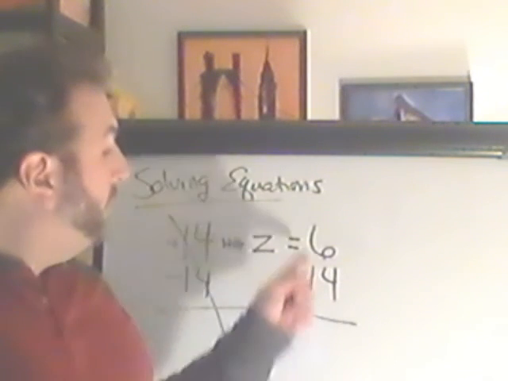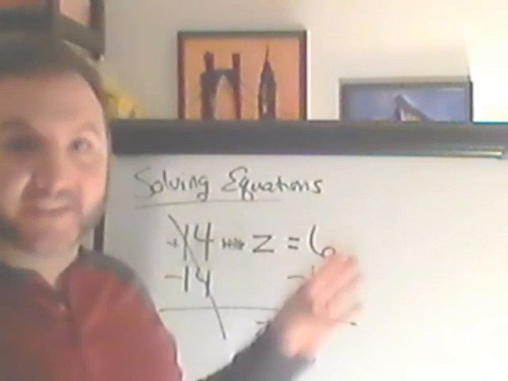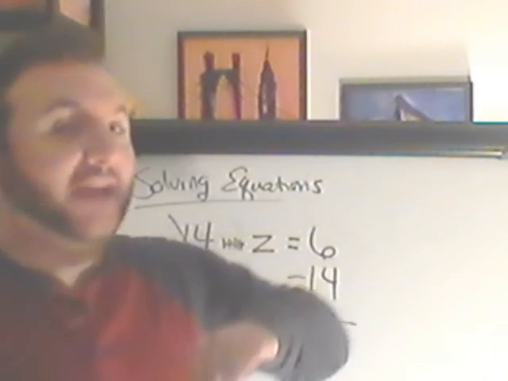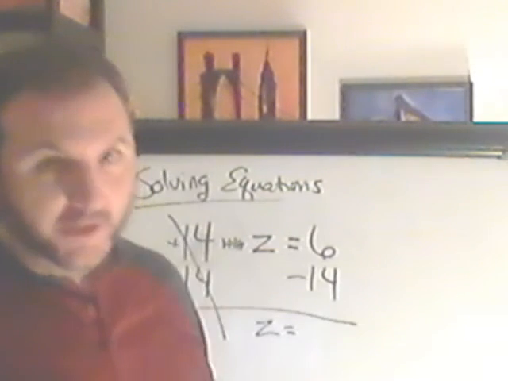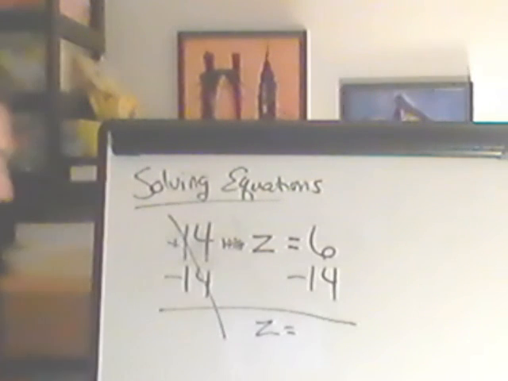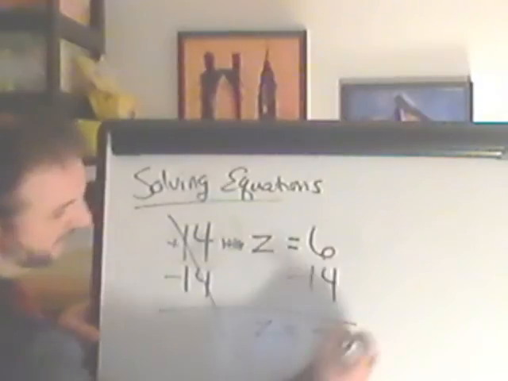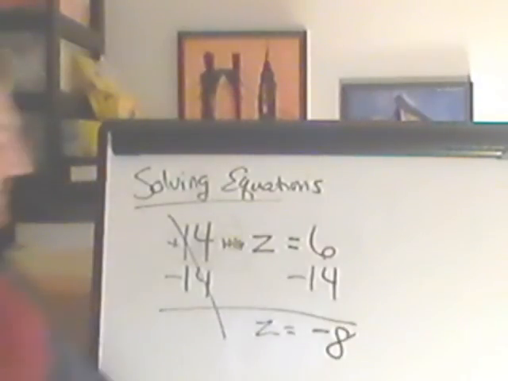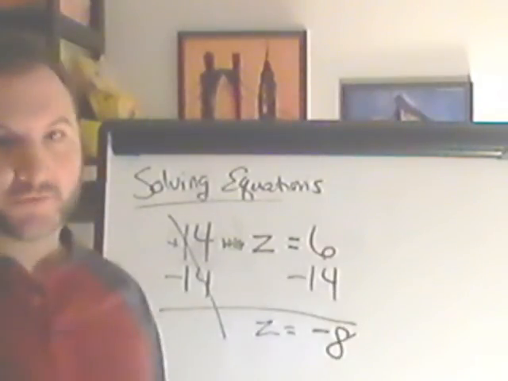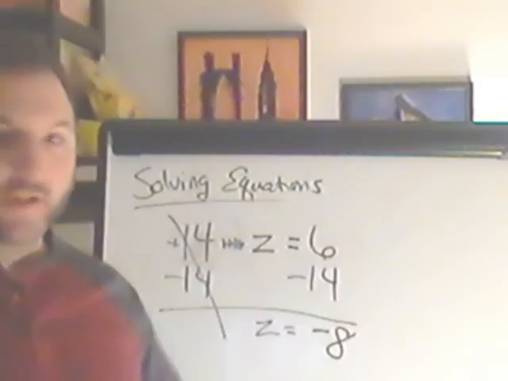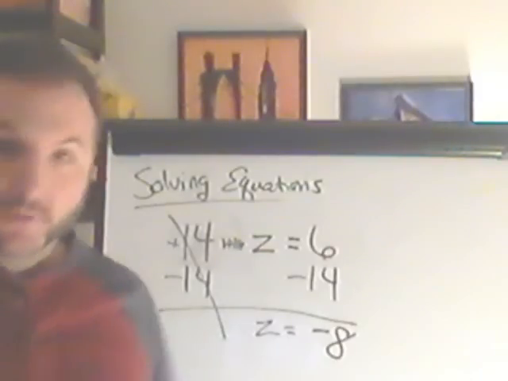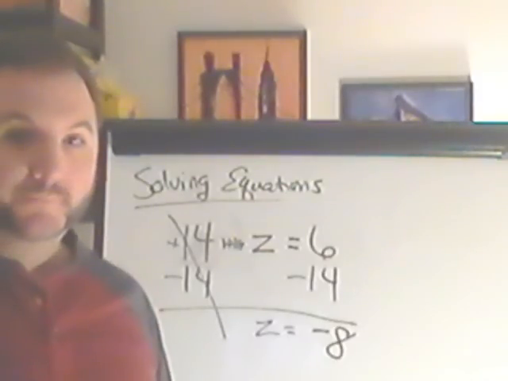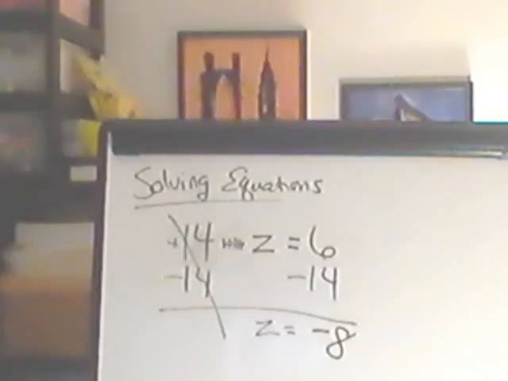Well, you know that you add 8 to 6 to get 14. But in this case, you're doing the negative part of it. So it's going to be a negative 8. So here it says z equals negative 8. And that's all I have left. Now the question is, are we right? Let's find out.